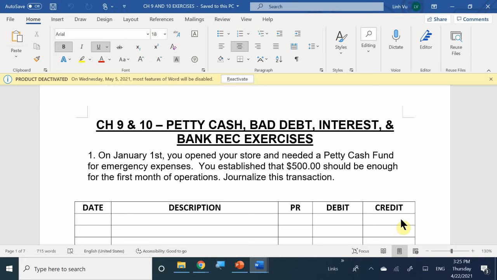On January 1st, you opened up your store and needed a petty cash fund for emergency expenses. So you established the petty cash fund for $500, and it should be enough for the first month's operations. So how do we journalize this?